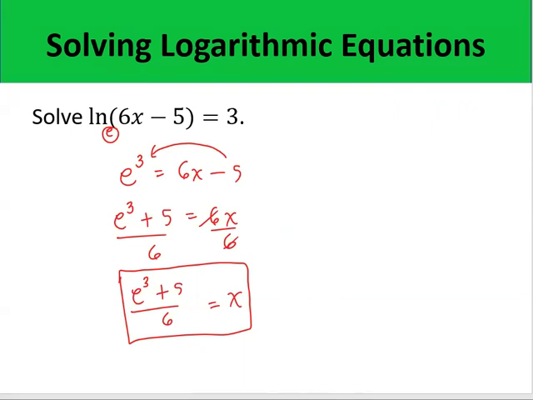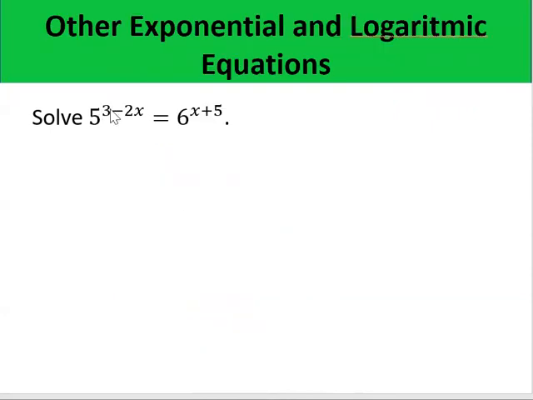Okay, and then we move to the other exponential and logarithmic equations. So for instance, if we have the equation 5 raised to 3 minus 2x is equal to 6 raised to x plus 5. Now, in the left side, the base is 5. In the right side, the base is 6. And there is no way of writing the base 5 as a power of 6. And there's no way of writing the base 6 as a power of 5.